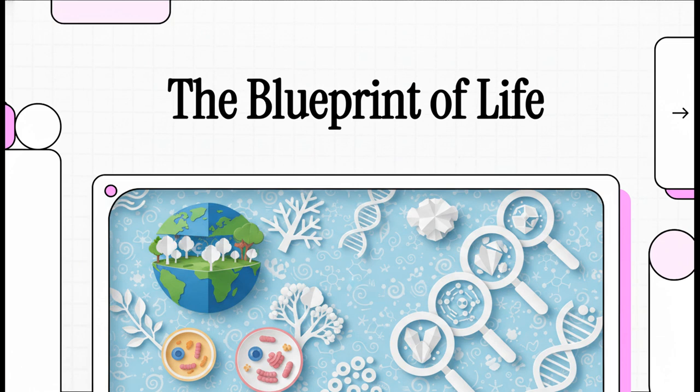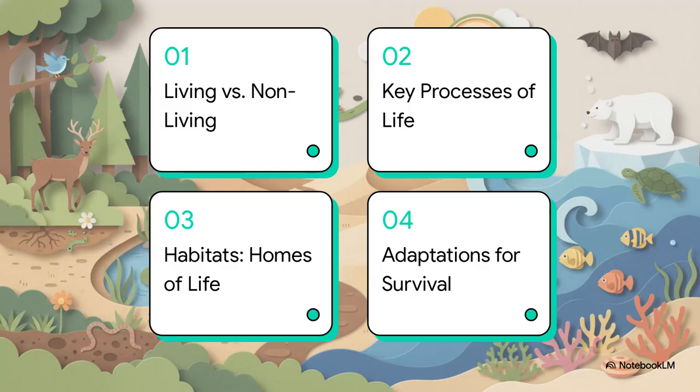If you love seeing how the intricate puzzle pieces of our natural world fit together, well, you're in the exact right place. So here's our game plan for today. First, we'll look at living versus non-living things. Second, the key processes of life. Third, habitats, basically the homes of life. And fourth, adaptations for survival. Let's get right into it.